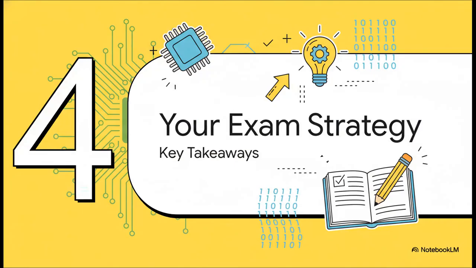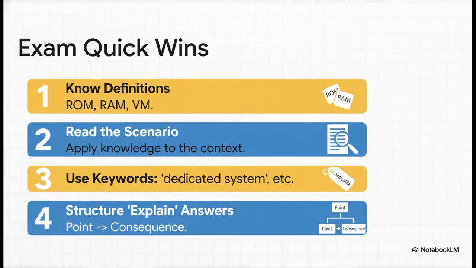That's the magic formula. Okay, let's pull all of this together into a solid strategy you can use for any question like this one. This is how you turn what you know into actual marks on the paper. Look, it really boils down to a few things. First, you've absolutely got to know your definitions for things like ROM, RAM, and virtual memory. But just knowing them isn't enough. You have to apply that knowledge to the scenario, in this case, the car. And don't forget to use those killer keywords like volatile and non-volatile. Finally, for those explain questions, remember the structure. Make a point, then explain why it matters. That is the difference between knowing the content and absolutely acing the exam.